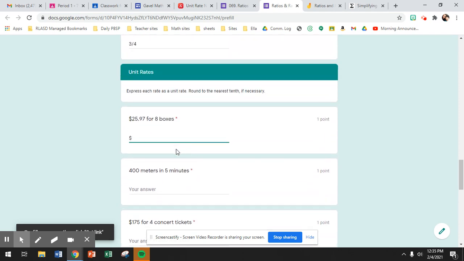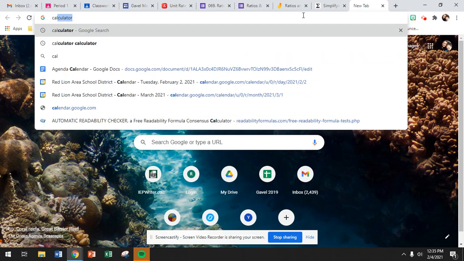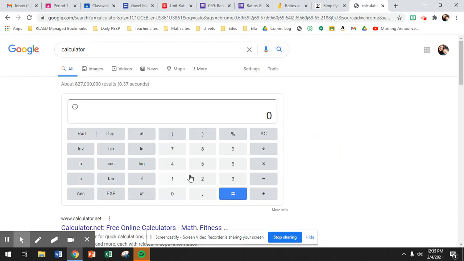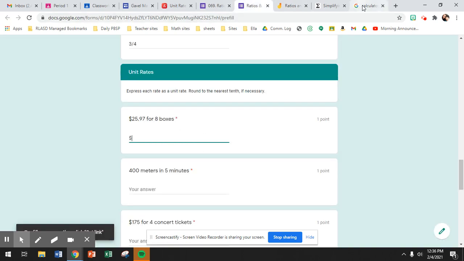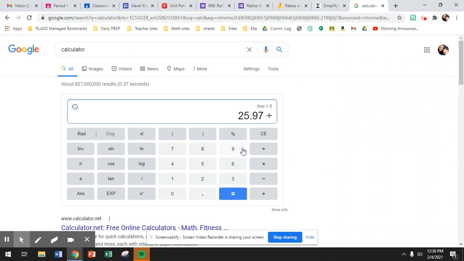So I will do this one with you, but the rest I want you doing on your own. So $25.97, just a regular calculator. $25.97 divided by how many boxes? 8 boxes. This means, because you always take your total divided by your amount, each box costs $3.24.